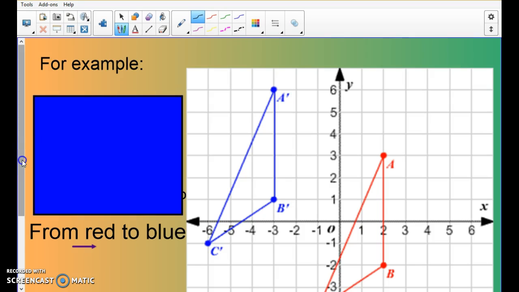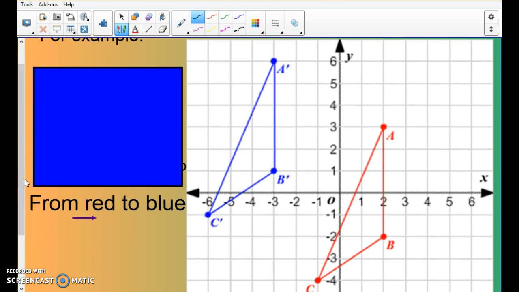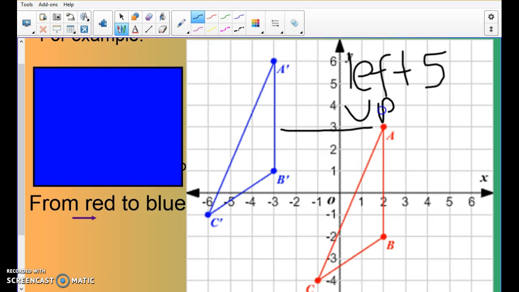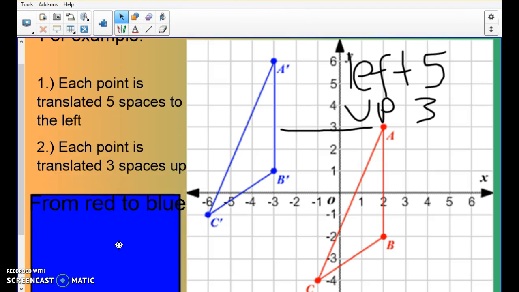Something like this, it says from red to blue, what's the movement? Okay, so from red to blue, it looks like I'm going left 5. It looks like I'm going up 1, 2, 3, up 3. You might want to double check all of them. Okay, so C is going left, yep, that's 5, and up 3. B is going left 5, up 3, yep, pretty confident, it's left 5, up 3. There we go, each point is translated 5 spaces to the left and 3 spaces up.